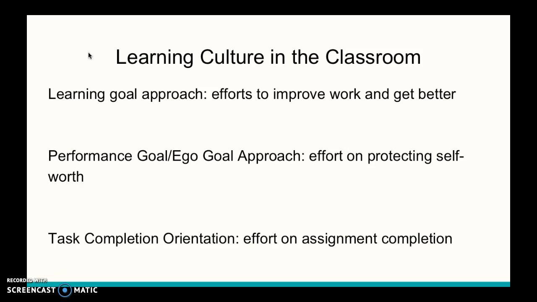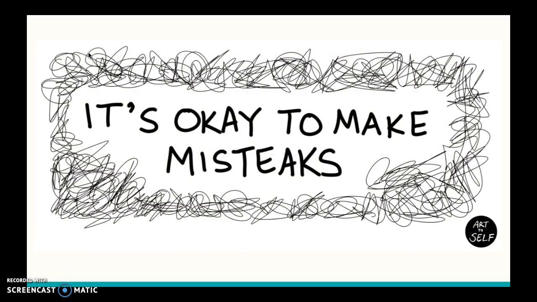The first one is the learning goal approach, where we want to see students working to improve, to get better. We don't want to just see them trying to protect self-worth or simply complete an assignment. Students need to know that it's okay to make mistakes. This needs to be taught to them, creating a safe classroom environment beginning on day 1 of school.